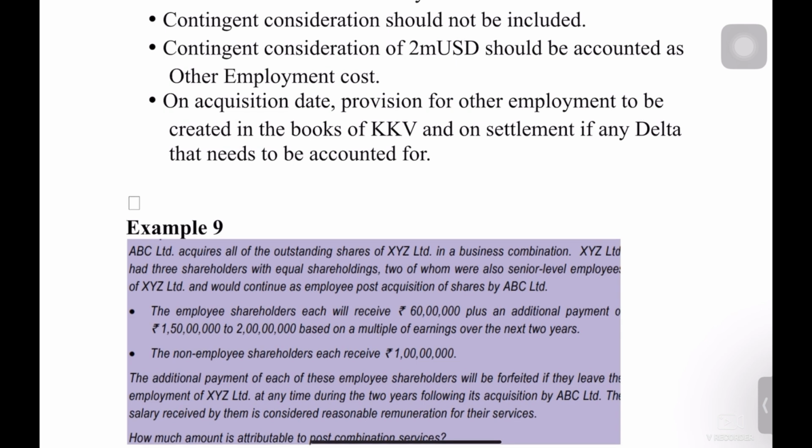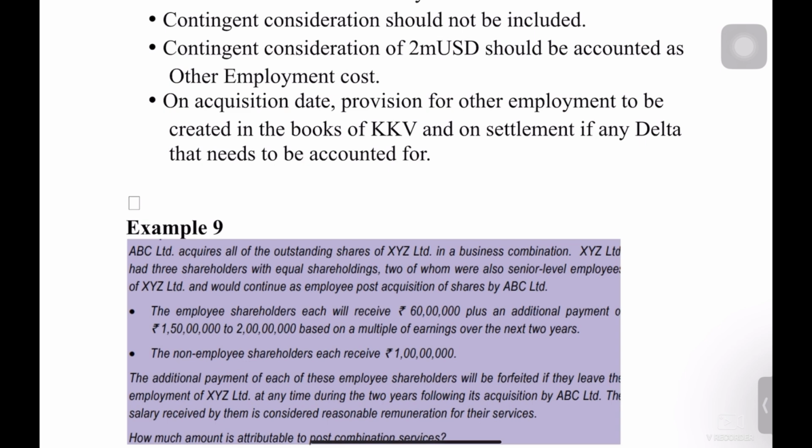For the purchase consideration, we have to take only 20 million USD. That's the fixed purchase consideration. The remaining contingent consideration of 2 million USD should be accounted as other employment cost. So that should not be included as part of the business combination consideration. All the contingent consideration should be dealt with separately.